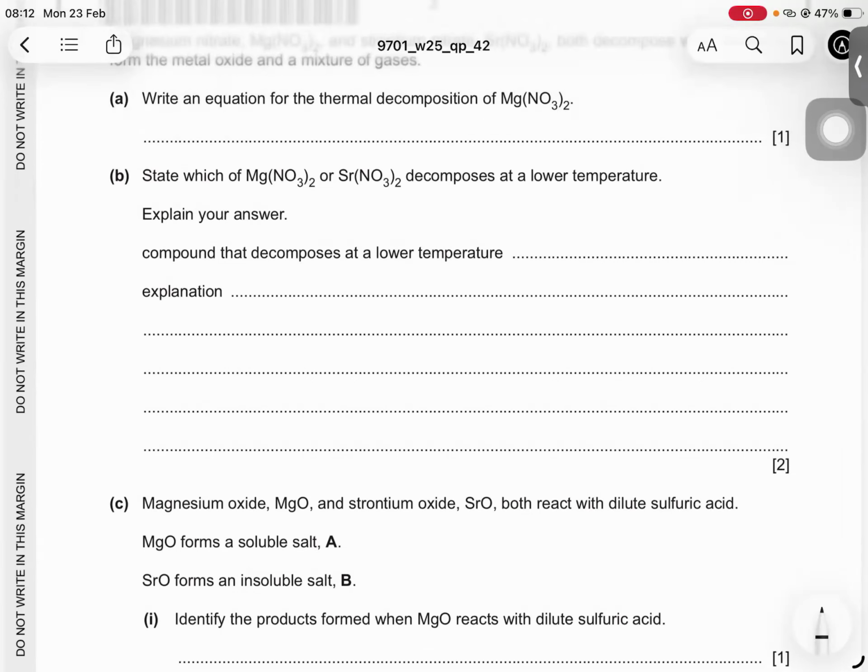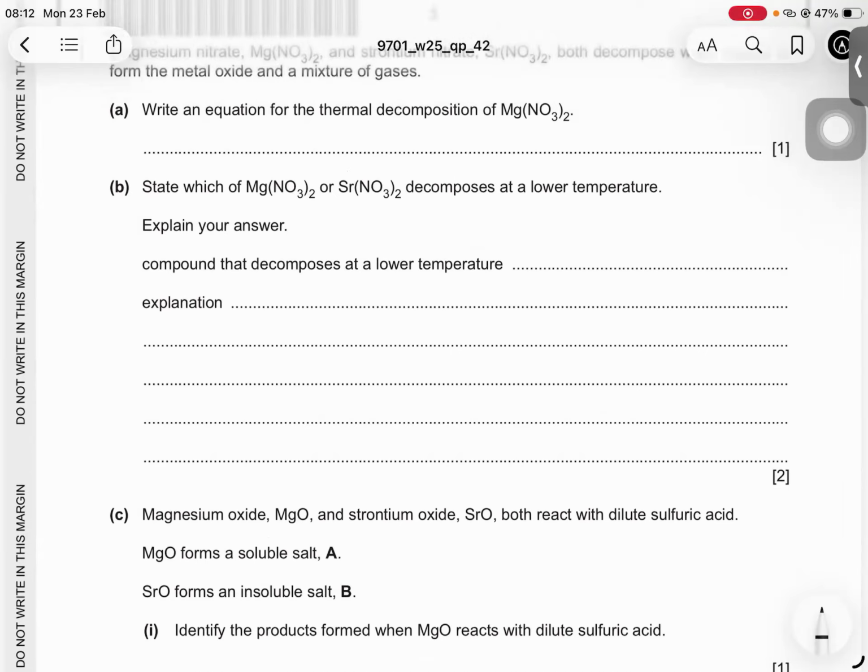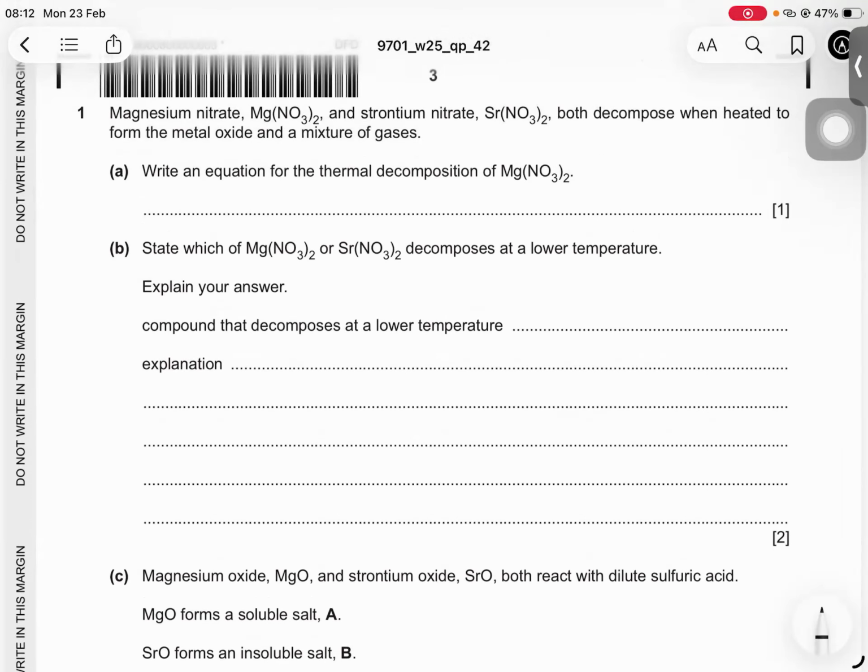Okay, please pay attention. This is the winter 25 4-2 variant. Question number 1. Magnesium nitrate and strontium nitrate both decompose when heated to form the metal oxide and a mixture of gases. Write an equation for the thermal decomposition of magnesium nitrate.